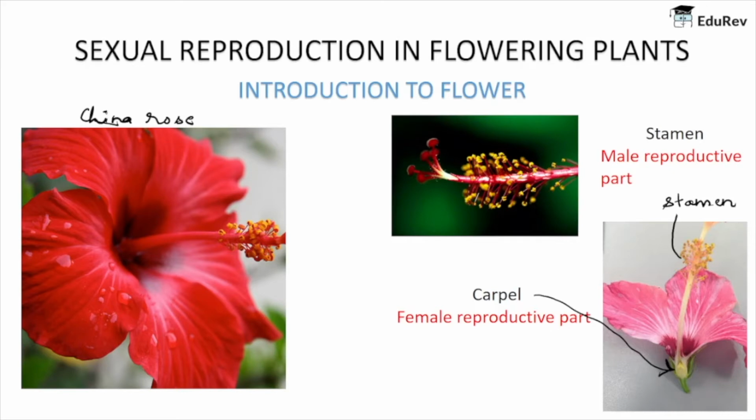In the whole system that you see in a flower, which we are going to discuss further, the topmost one is the stamen, that is the male reproductive part, and the carpel is present at the base, which is called the female reproductive part of a flower.